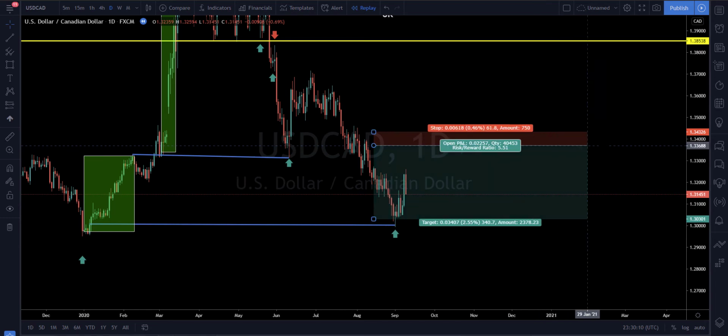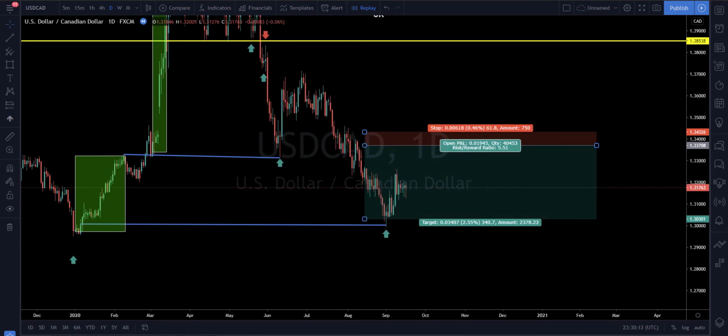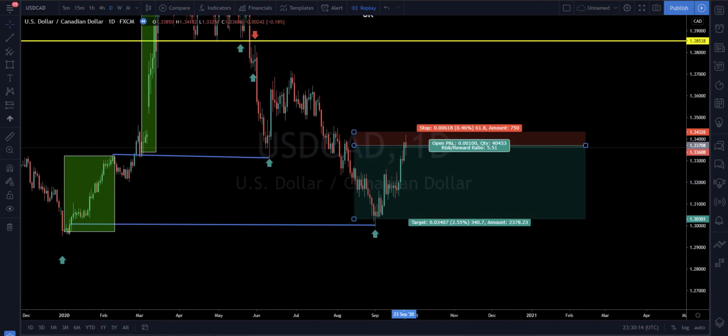Alrighty, let's take a look at what happened here. So we are on a daily. Yep, we got filled. You see how close that was? So that's why I always give it a little bit of extra room above that high, just in case.